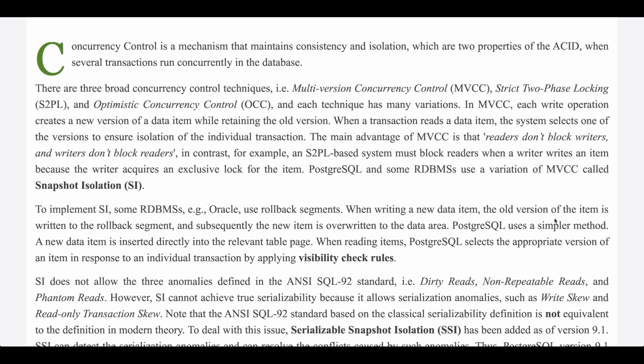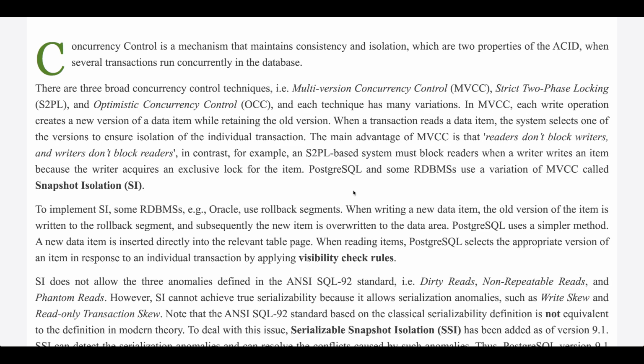In multi-version concurrency control, each write operation creates a new version of a data item while retaining the old version. When a transaction reads a data item, the system selects one of the versions to ensure isolation of the individual transaction. The main advantage of multi-version concurrency control is that readers don't block writers, and writers don't block readers. In contrast, for example, a strict two-phase locking based system must block readers when a writer writes an item because the writer acquires an exclusive lock for the item.